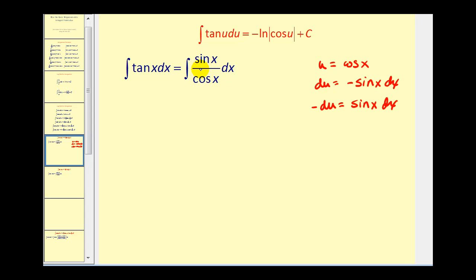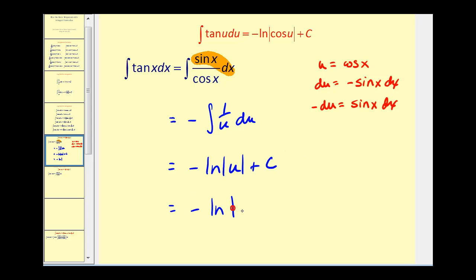Now let's go ahead and rewrite this in terms of u. So sine x dx is equal to negative du and then we're left with 1 over cosine x, but cosine x is equal to u, so we would have 1 over u. Well, the antiderivative of 1 over u is just natural log u, so we'll have negative natural log u plus c, but u is cosine x, so we have negative natural log absolute value of cosine x, which matches our formula for the integral of tangent u du.